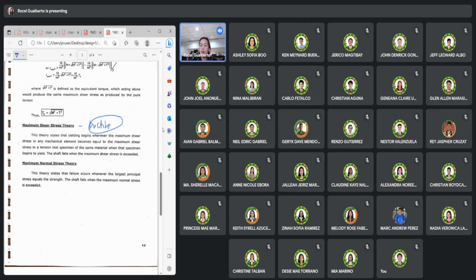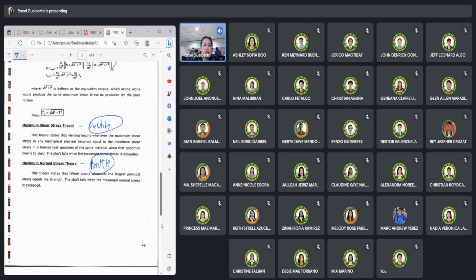Whereas, kabaliktaran naman po doon ang maximum normal stress theory. This one po is for brittle ones. Ano naman po yung failure niya? So, magkasama po yung torsion and bending, and they observe that the brittle materials fail because of mostly bending. Mostly nasisira siya dahil doon sa bending stress or normal stress. Kabaliktaran po dito, ang pagkasira niya naman is due mainly to the shear stress.